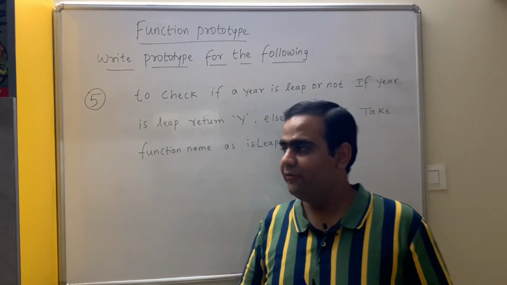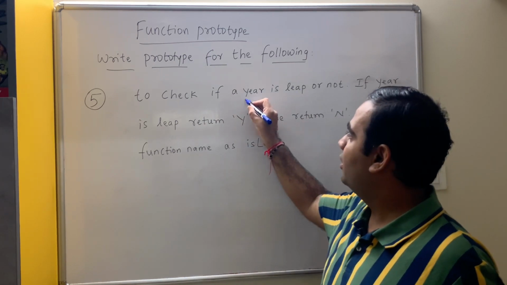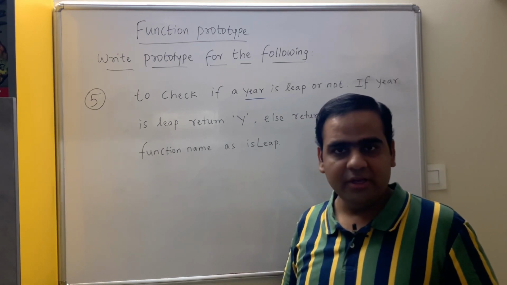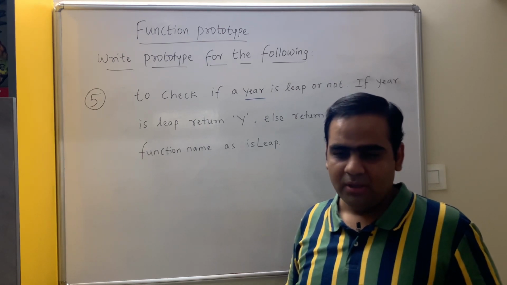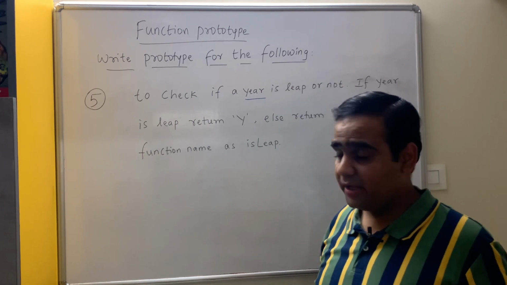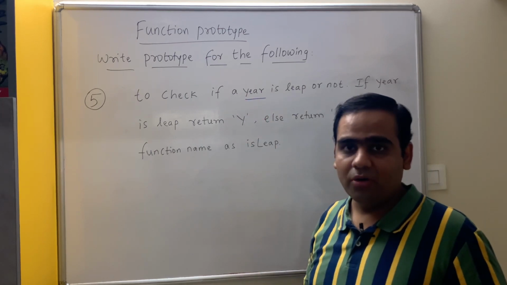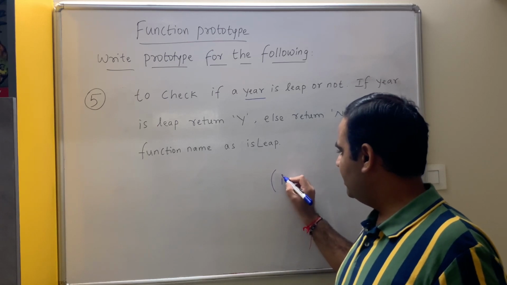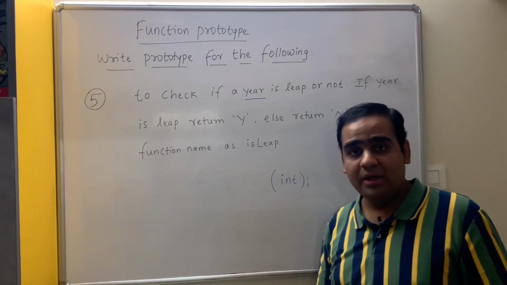Let us write the function prototype to check if a year is leap or not. Now, year is 2023, 2025, 2020, 2017, 2011, all are integer data type. Therefore, if I want to check if a year is leap or not, I need a year. And year is of what data type? Year is of integer data type. It takes input as integer.